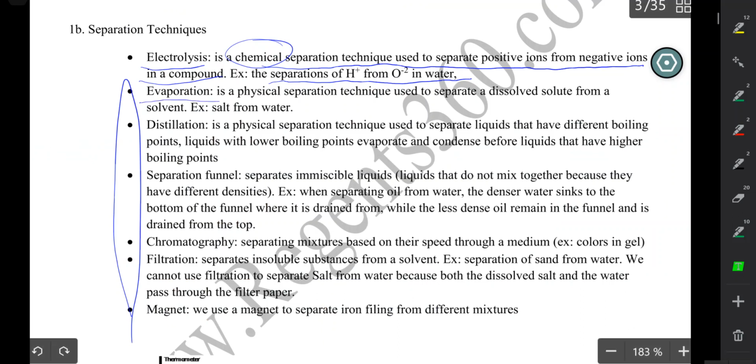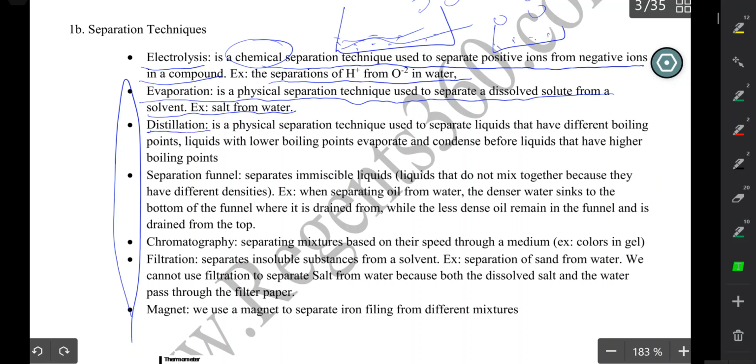Evaporation. So if you have a container that contains salt and water, you can evaporate the water, turn it into gas, and then the salt will remain in the container.